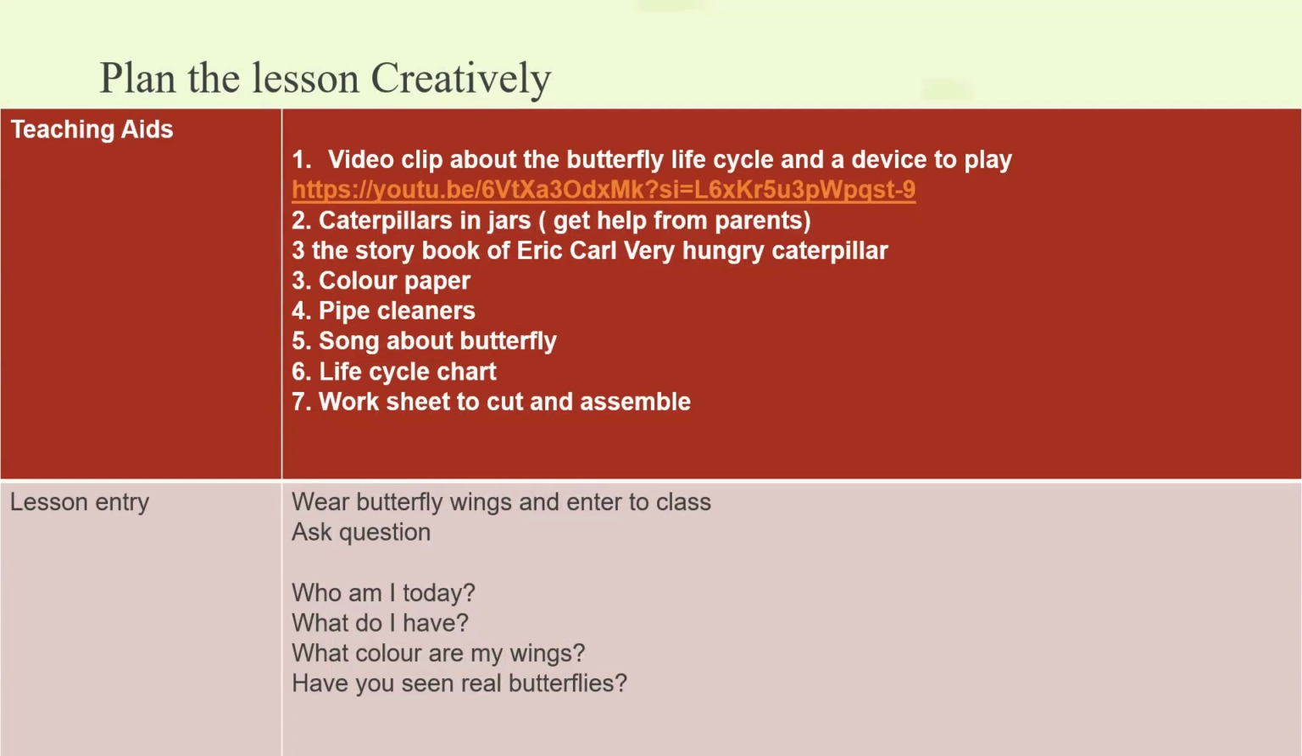How am I going to enter the classroom? As you see, this lesson is planned for 4 year old children, so they love excitement. What I'm going to do is wear butterfly wings and enter the class. You can buy them in small stores. You can see there are nice colorful wings available to buy, right?